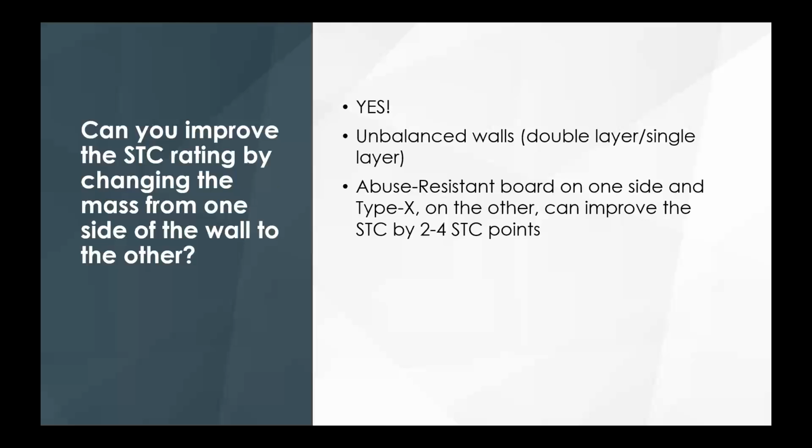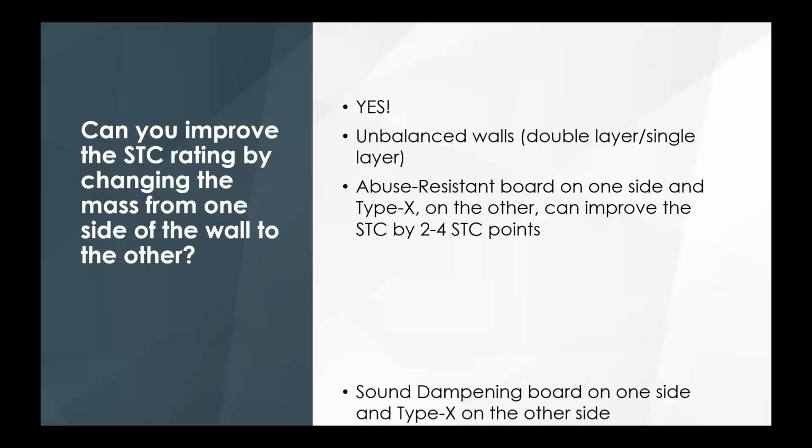We did our base, which was Type-X on both sides, running around a 45, 46. We replaced it, put abuse resistant board on one side, and sure enough, got up to a 49. I was really surprised by that, but it shows you the effects of changing mass from one side to the other. This contractor got to do a single layer on both sides, saved him some money, and still provided the owner with a 49 STC rating.